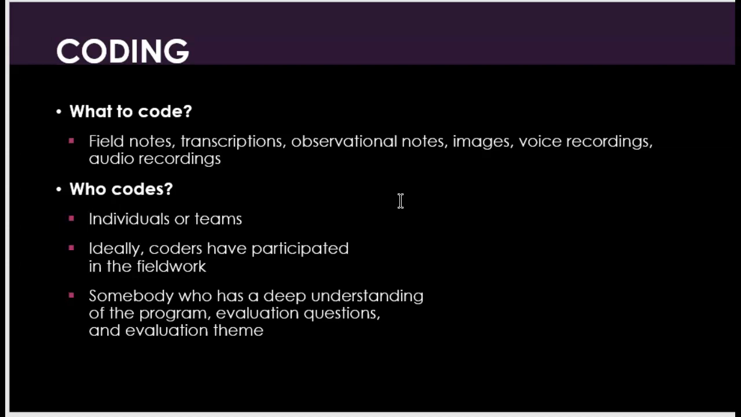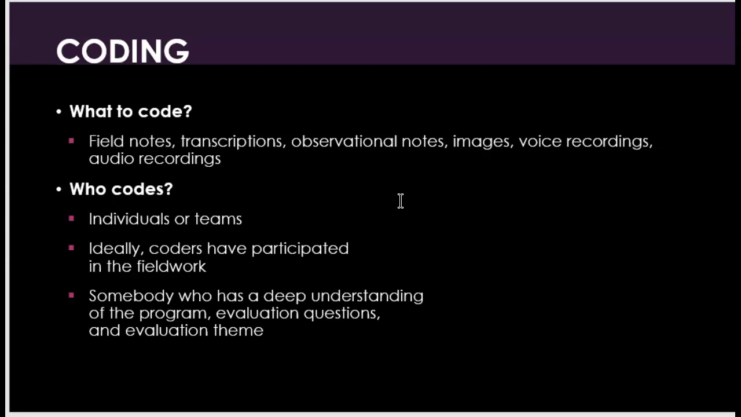You'll have notes that you've taken. You may have observational notes. You may have images. You may have transcripts. There are all different types of information that you can code. As long as the information is words or is an image that can be described, you can create codes from it. And then coding can be done, of course, for your dissertation, you'll do it as an individual, but you can also do it as a team.